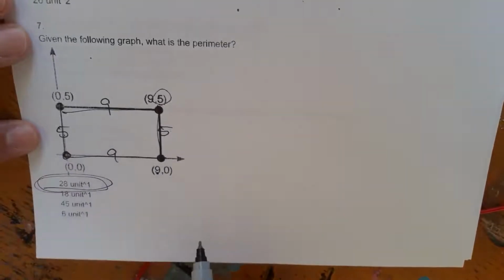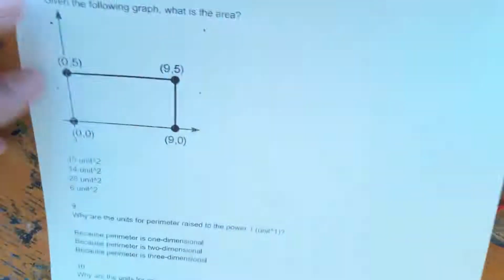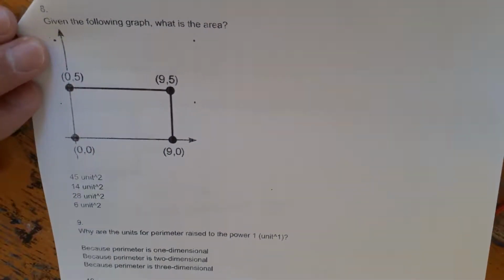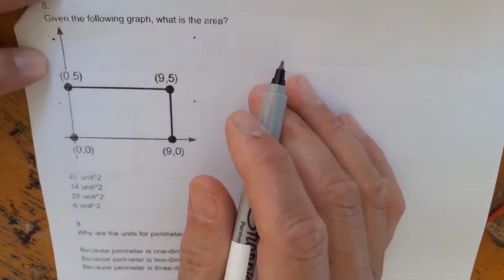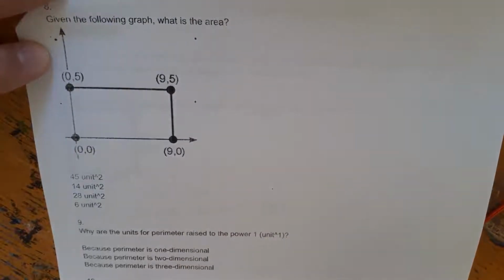So we added them all up. We got 28 unit to the power 1. That's the perimeter. Power 1 because it's one-dimensional, it's a length. And you'll see us going back and forth between one-dimensional and two-dimensional. One-dimensional is perimeter. Two-dimensional is area. And then we haven't gotten there yet, but three-dimensional is volume.